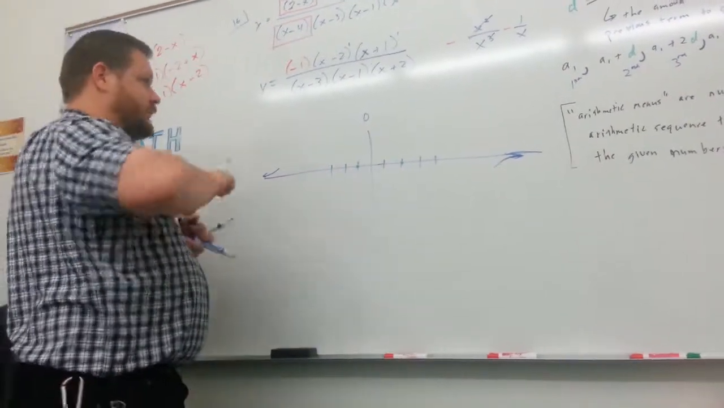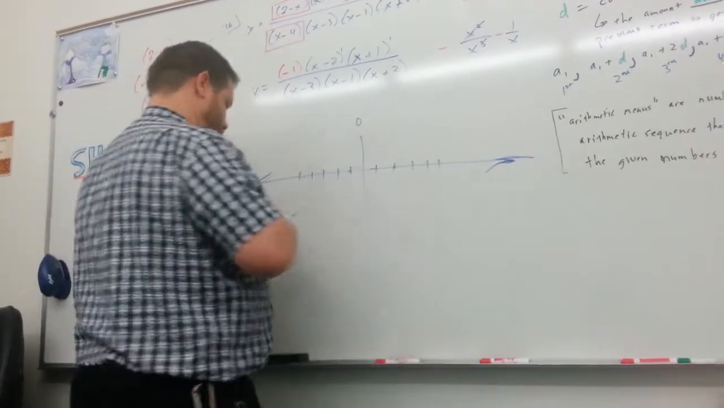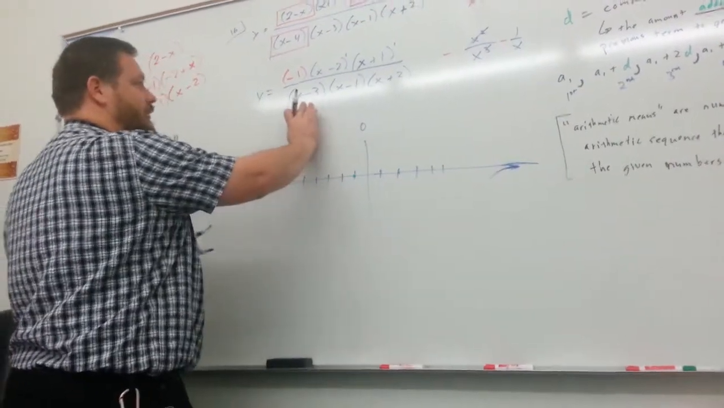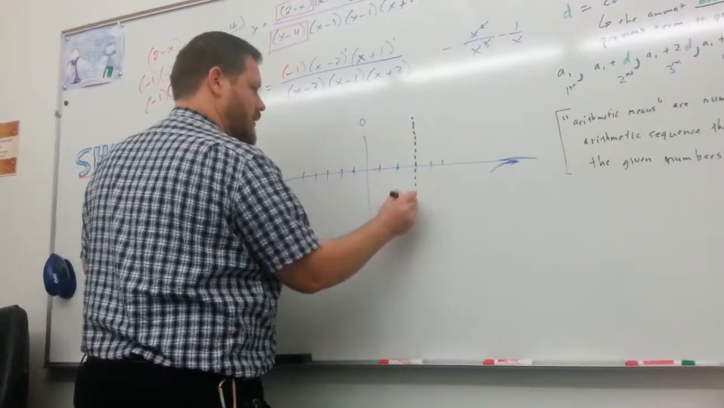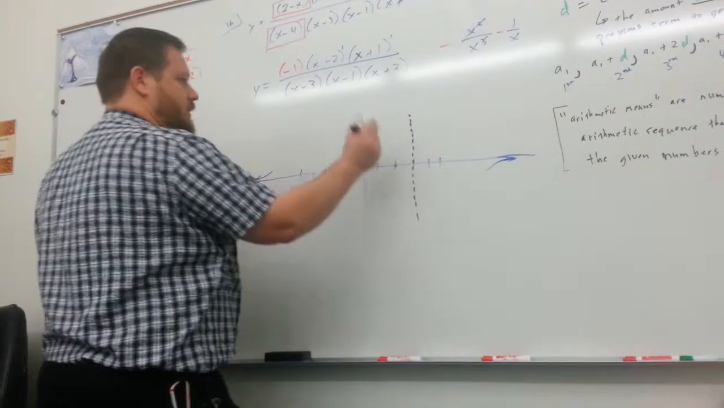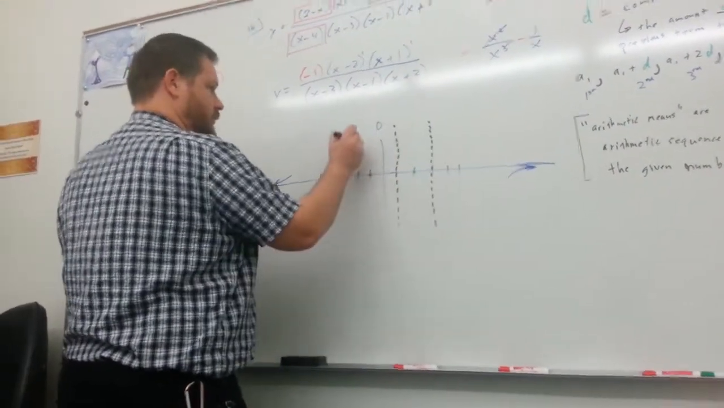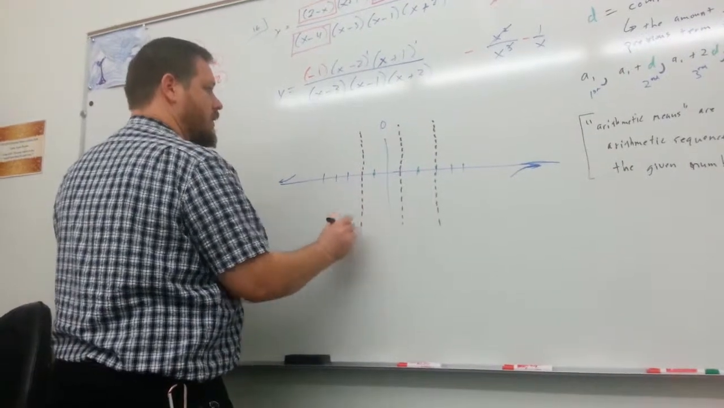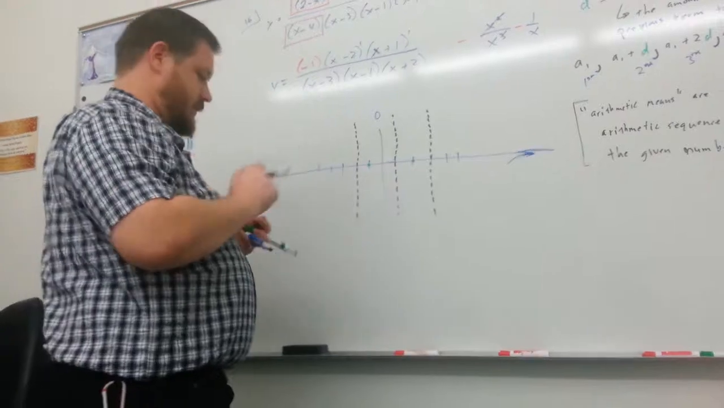And brown for the asymptotes. We're going to have an asymptote at 3. We're going to have an asymptote at 1. And an asymptote at negative 2. So we can't divide by 0. So any place the denominator is 0, we're going to have an asymptote.